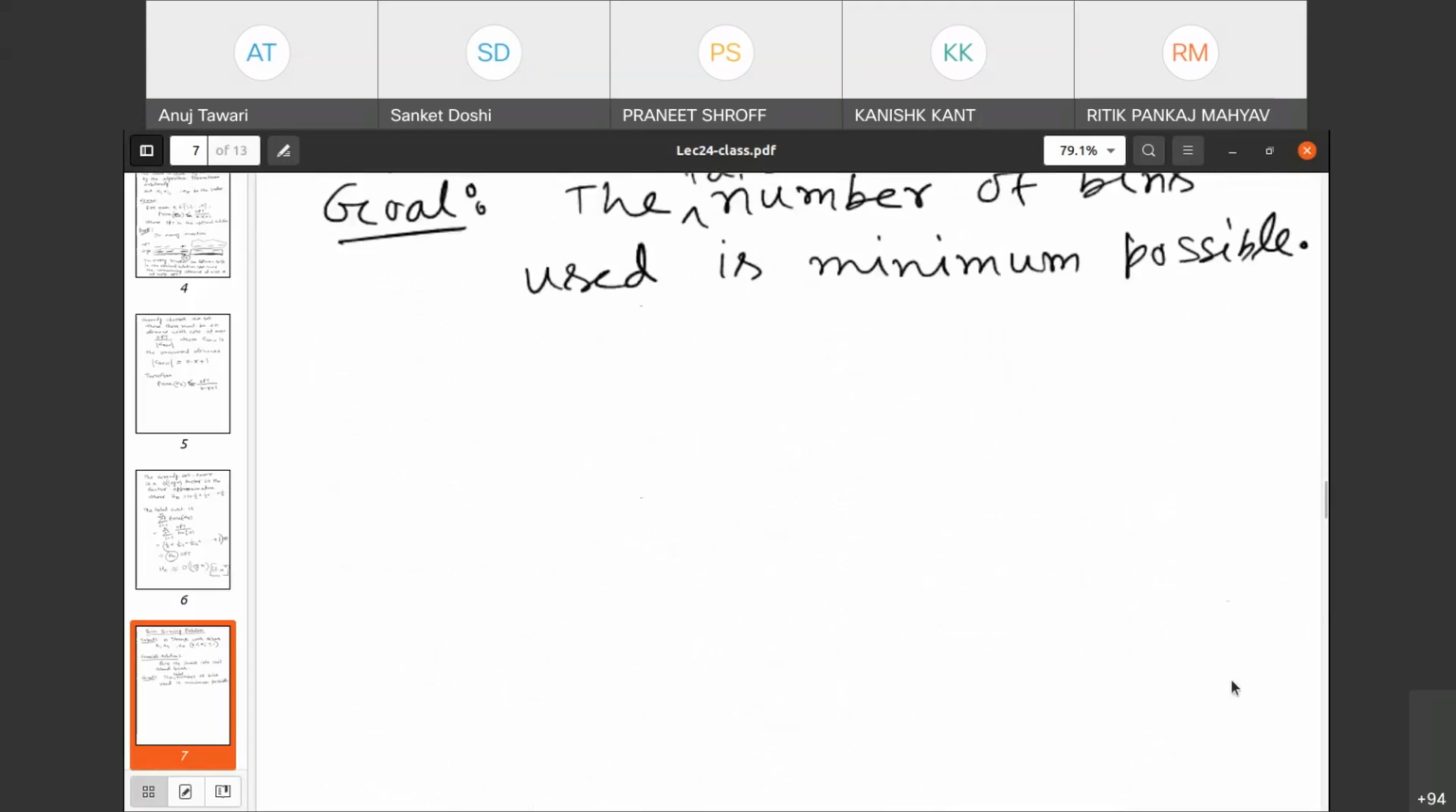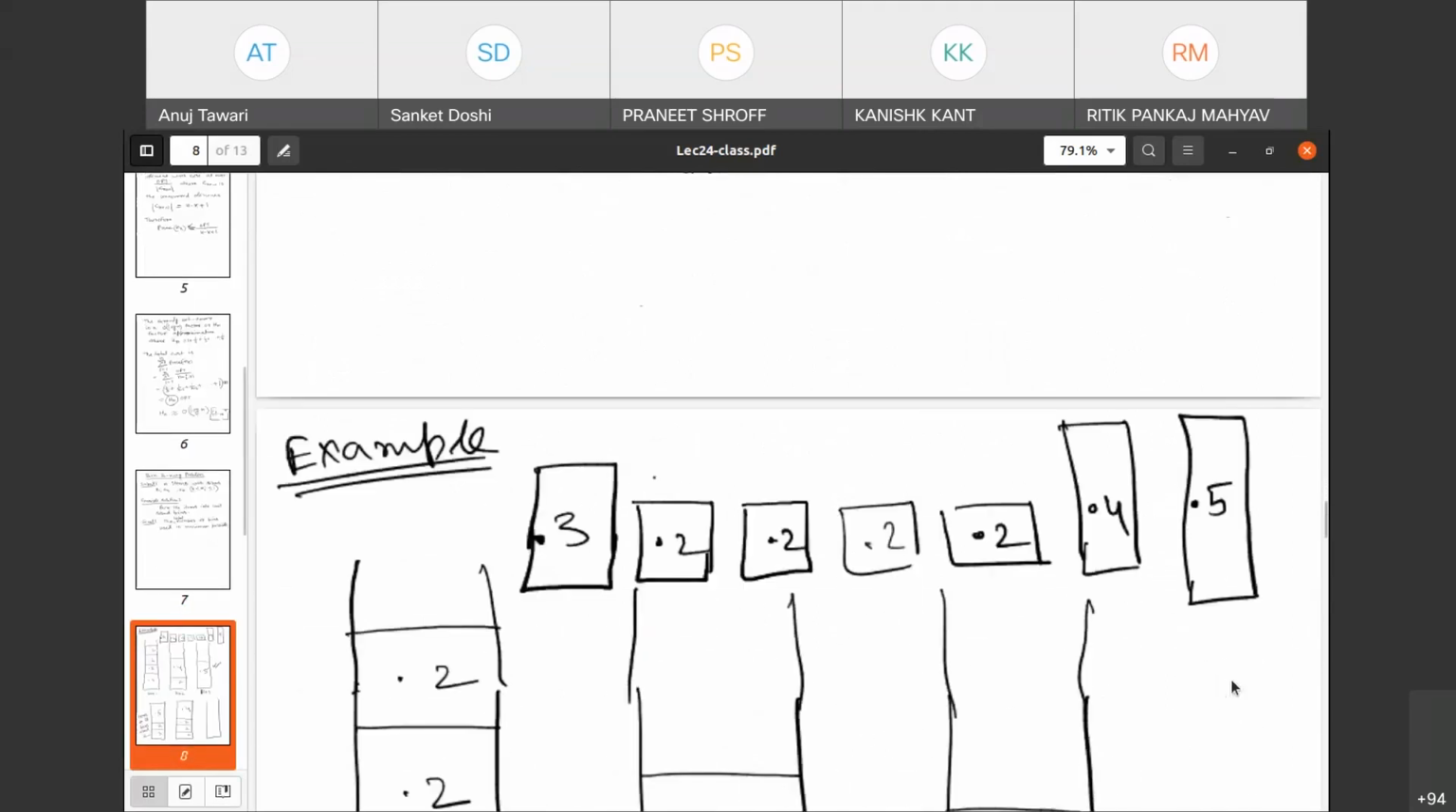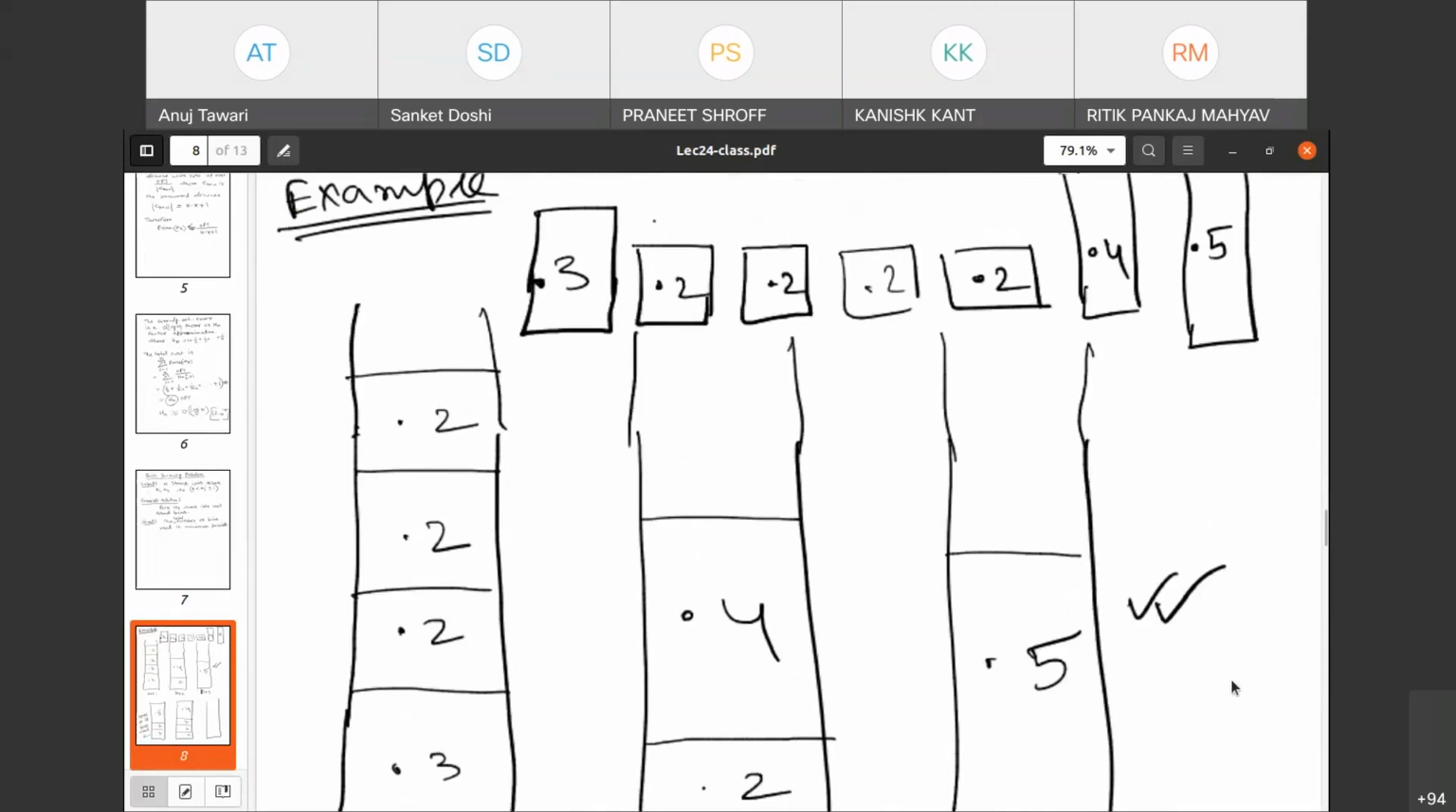Okay. So here's one example. Let's say we have these numbers. One of them takes 0.3 time, then 0.2, 0.2, 0.2, 0.2, 0.4, and 0.5. And you have to pack them into bins so that the number of bins is as small as possible. Okay. So each of these bins has size 1, right? And you want to use the minimum number of bins.